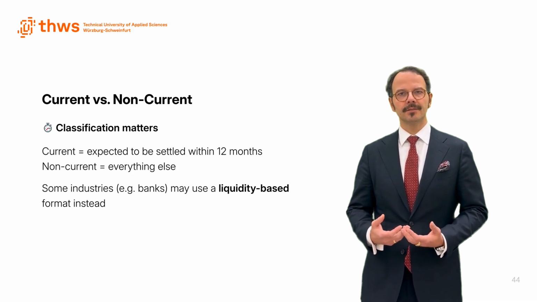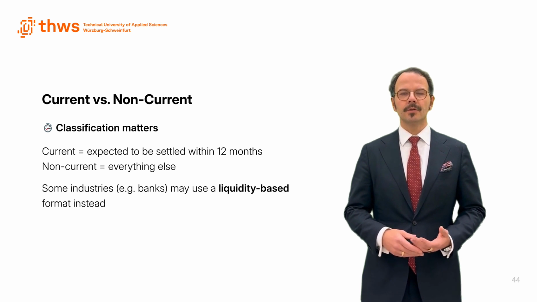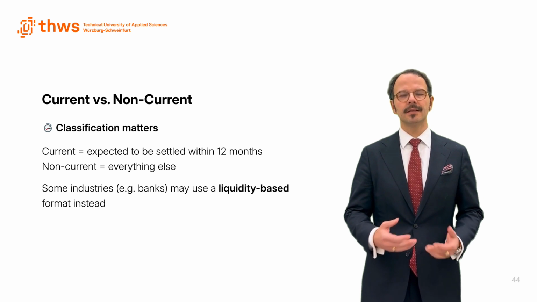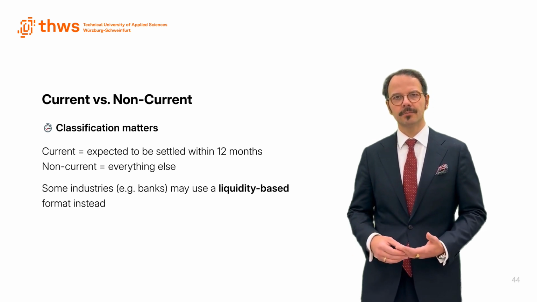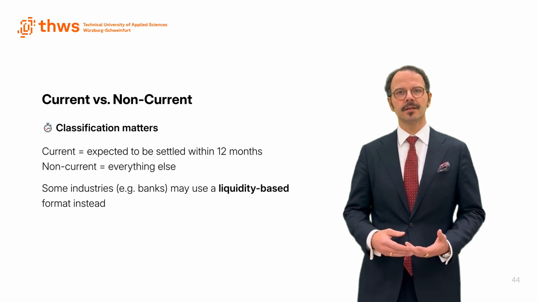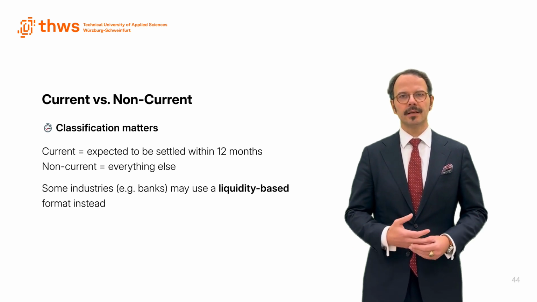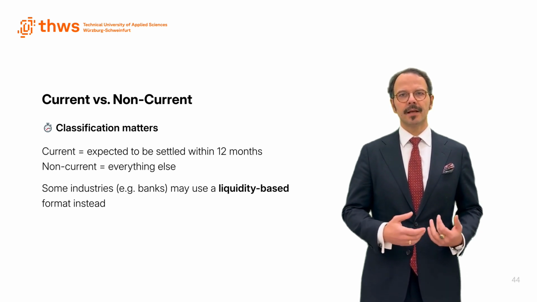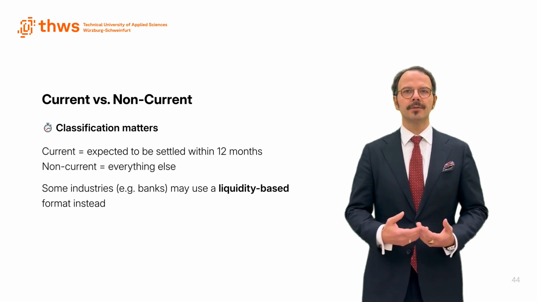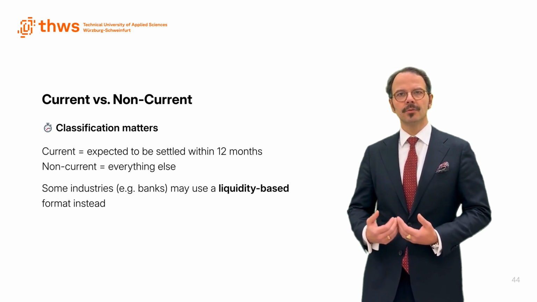This is a core classification rule in IAS 1. You need to separate items into current and non-current. Current items are expected to be settled or realized within 12 months. Non-current items are everything else. This separation helps users understand short-term liquidity versus long-term stability. Some companies, like banks, may use a liquidity-based presentation, where items are ordered by how quickly they turn into cash, but that's the exception, not the rule.